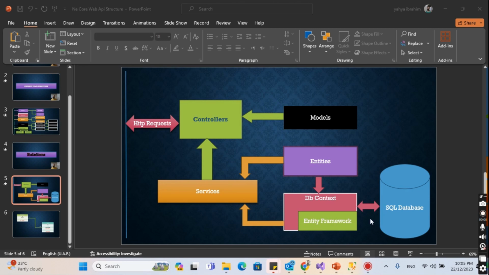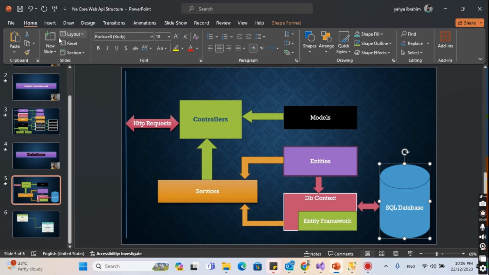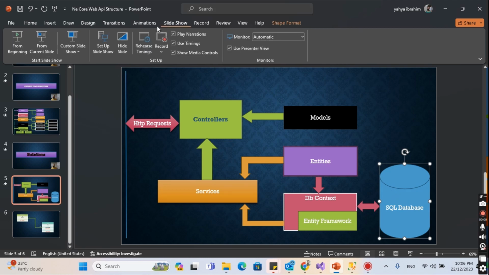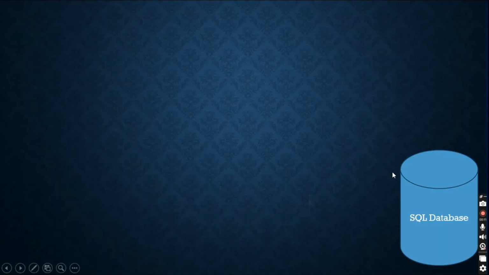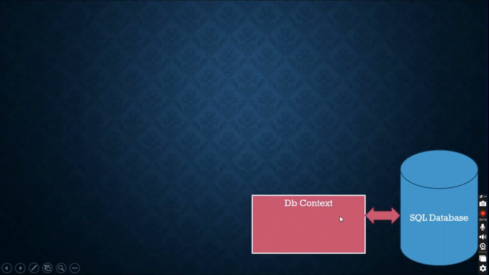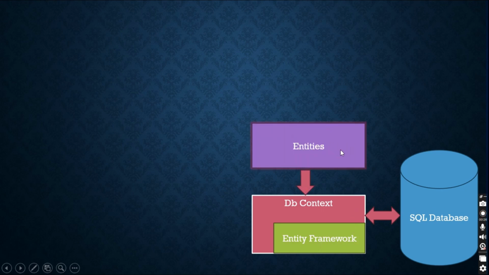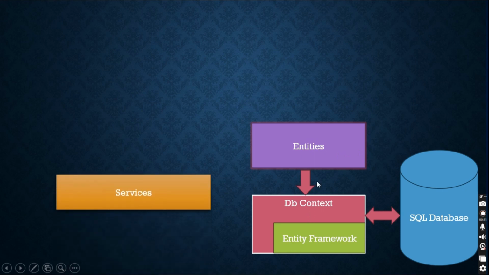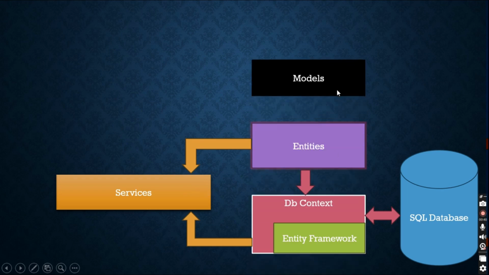Let's go back to our diagram. Now we have implemented the database, the DB context, which included Entity Framework to connect to the database. We implemented the entities and we included the entities inside DB context. Now we will have to implement the services, and also we implemented the models.